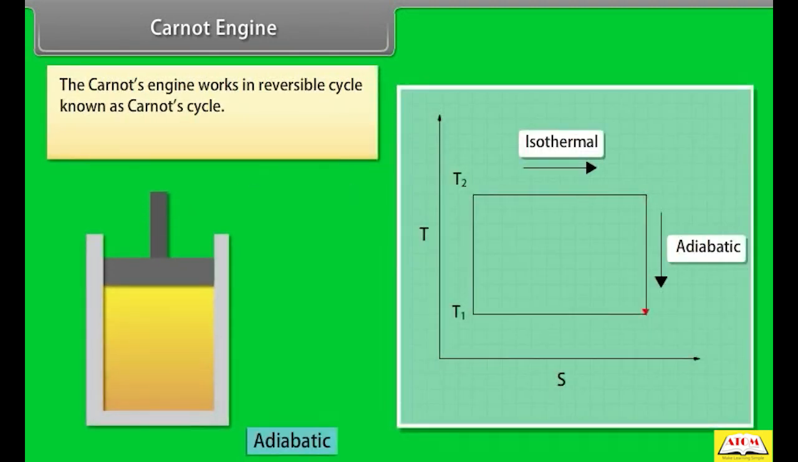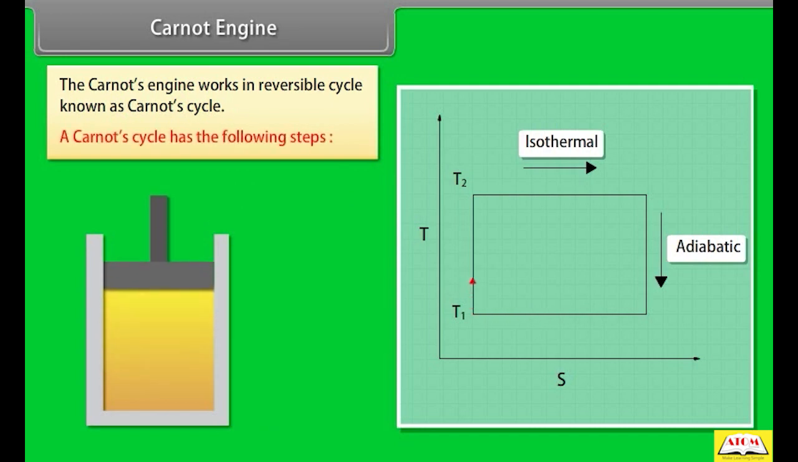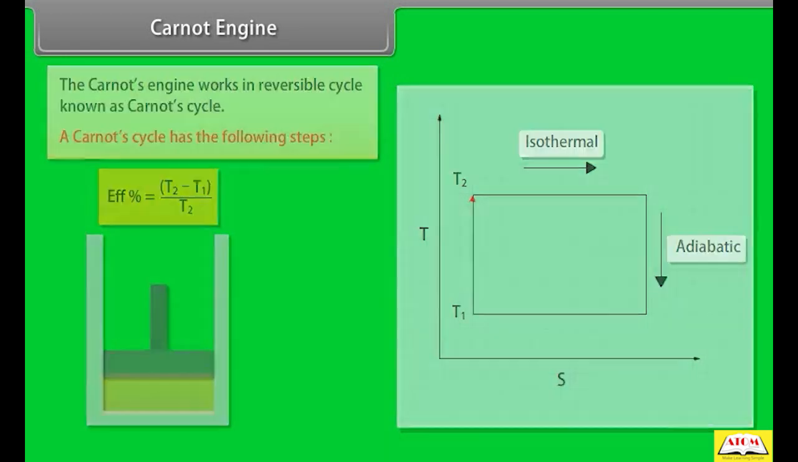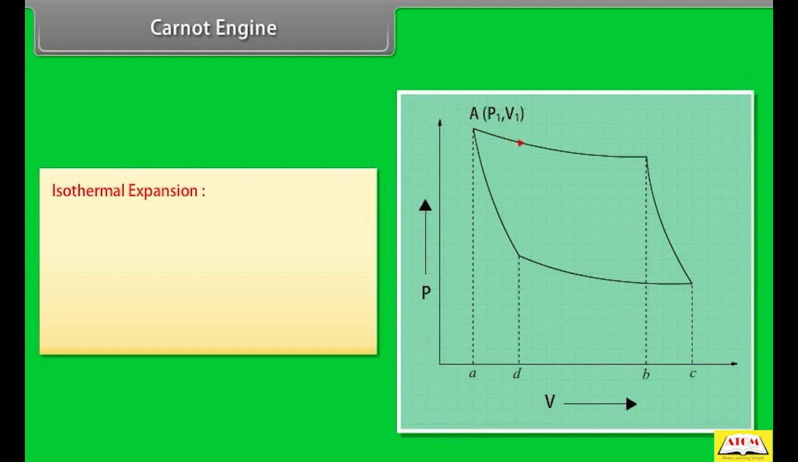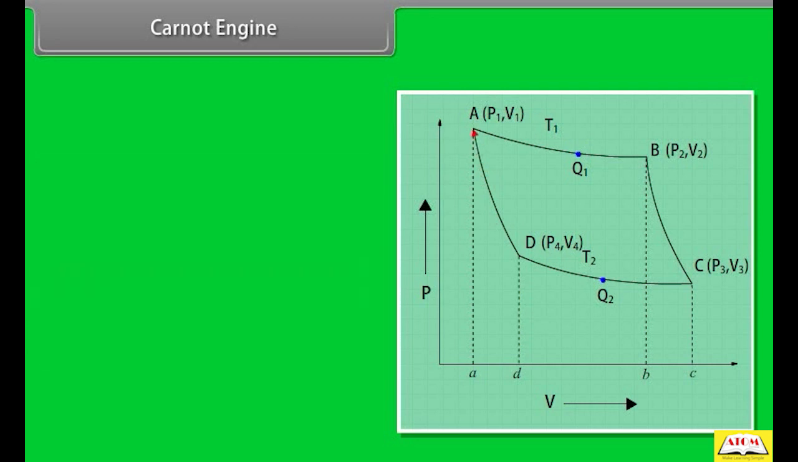Carnot engine. The Carnot engine works in a reversible cycle known as the Carnot cycle. A Carnot cycle has the following steps. Isothermal expansion: the cylinder is placed in thermal contact with the source and weights over the piston are gradually reduced. The gas expands isothermally at a constant temperature T1 and volume increases from V1 to V2. The amount of heat absorbed during this expansion is Q1.